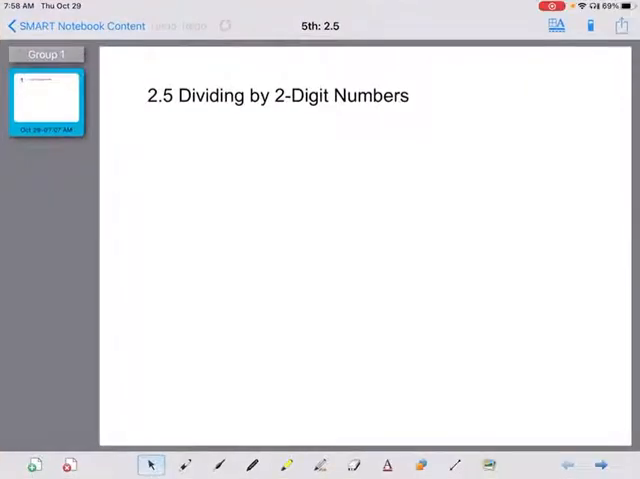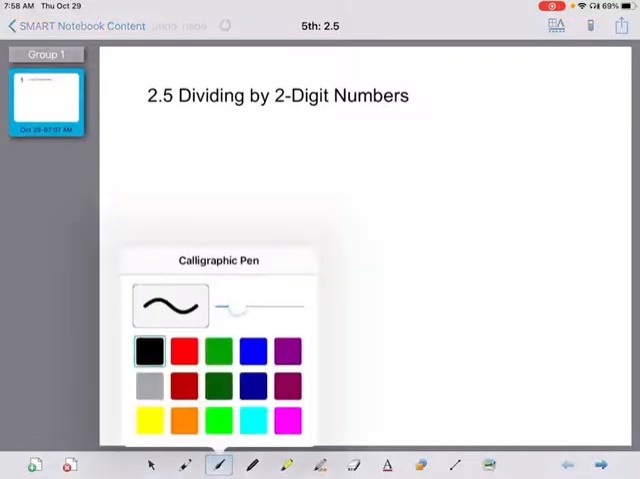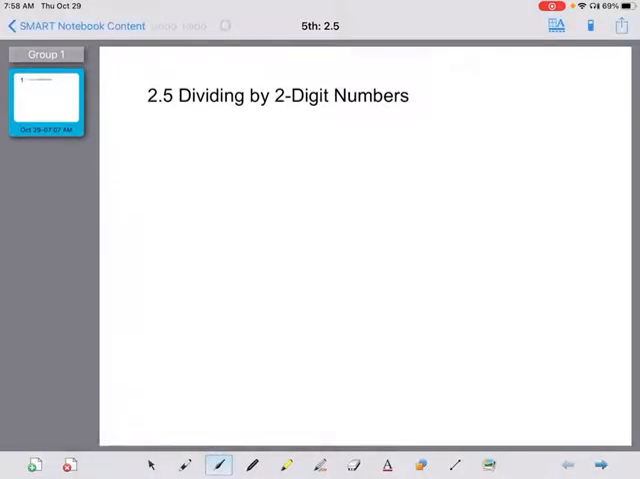All right, we are on 2.5, dividing by two-digit numbers. Remember that if I'm writing, you should also be writing during this time. So we're on page 82. Please have page 82 of your book out and take notes with me. We're on the top of page 82 here.